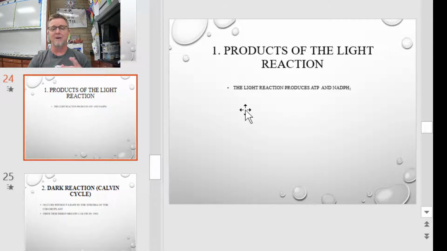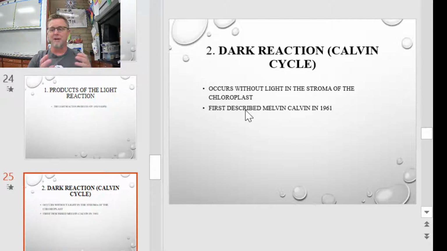We should probably also add to this list that it releases the oxygen that we breathe. That ATP, NADPH2 goes here. The dark reaction, sometimes called the Calvin cycle, probably more properly termed the light independent reaction.